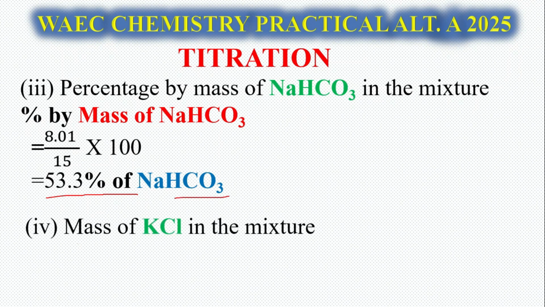of NaHCO3. All right, what is now going to be the mass of the KCl in the mixture? That's very simple. It's just to subtract from the total value of the mixture, which is 15 gram, minus the value of NaHCO3, that's 8.01. All right, final answer, you're going to get something about 7.01 of KCl. Did you get that before me?